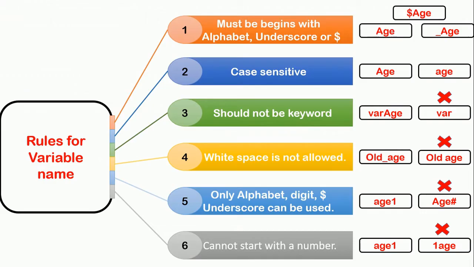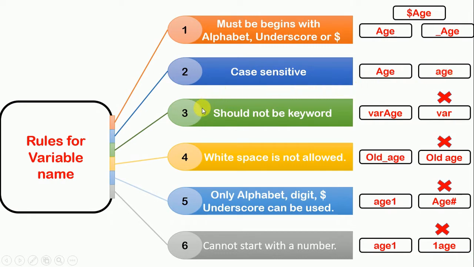Let's see variable naming rules. So first one is variable must start with alphabet, underscore or dollar. For example, age, _age and $age. Second is variable names in JavaScript are case sensitive. It means age and Age are both different variables. So be careful while defining variable names.